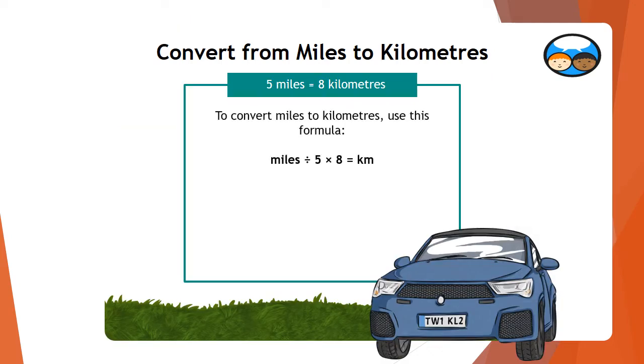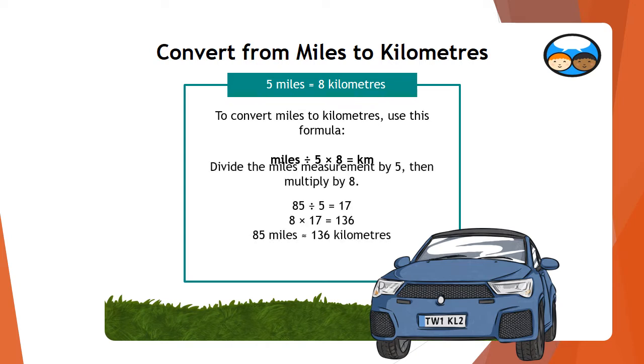We're going to have a go today at converting miles to kilometres. And in order to do that, we have to use this formula. Miles, so the number of miles, divided by 5 and then times by 8 gives us the measurement, the distance in kilometres. So you divide the miles measurement by 5, multiplied by 8.